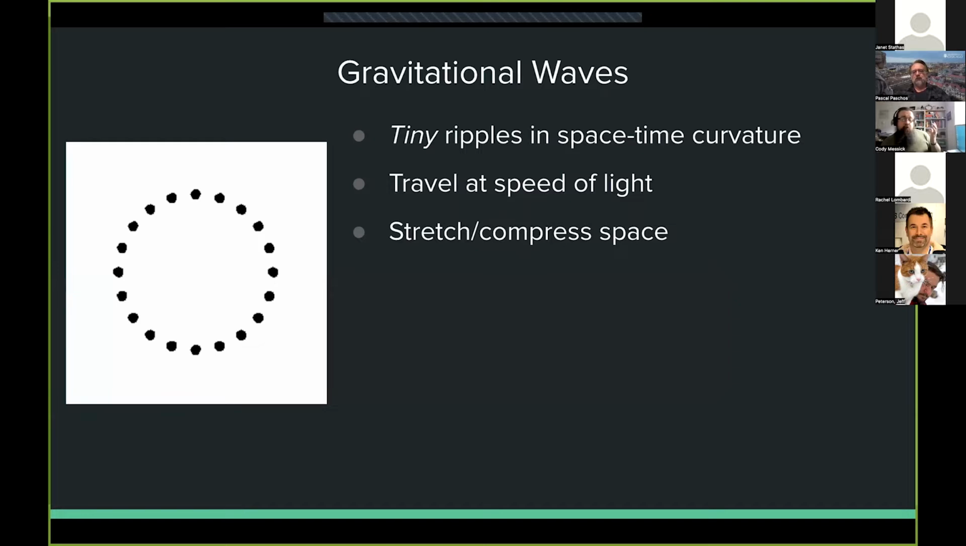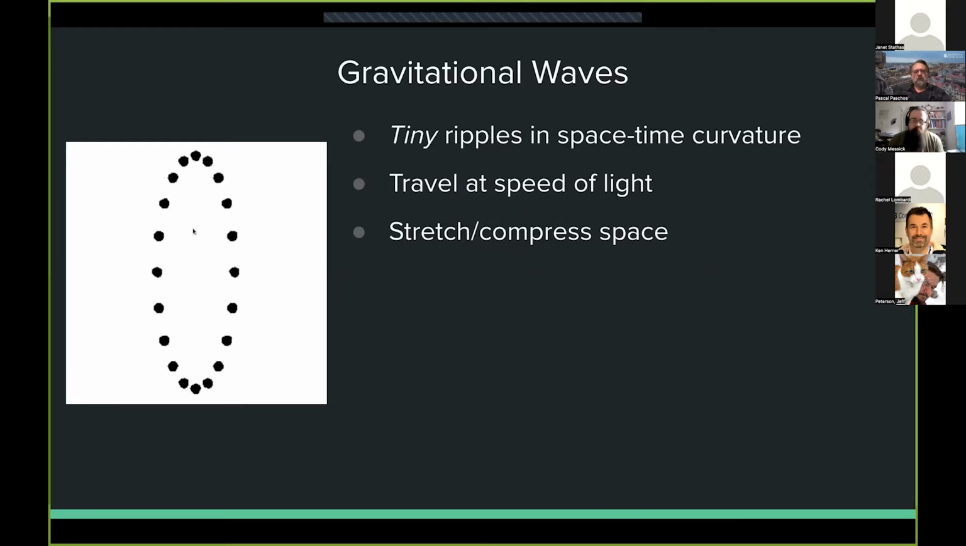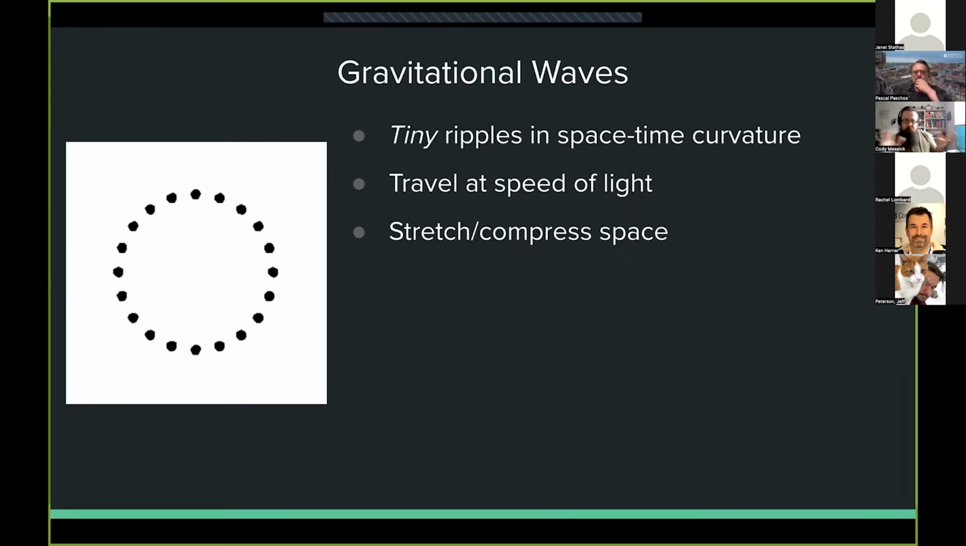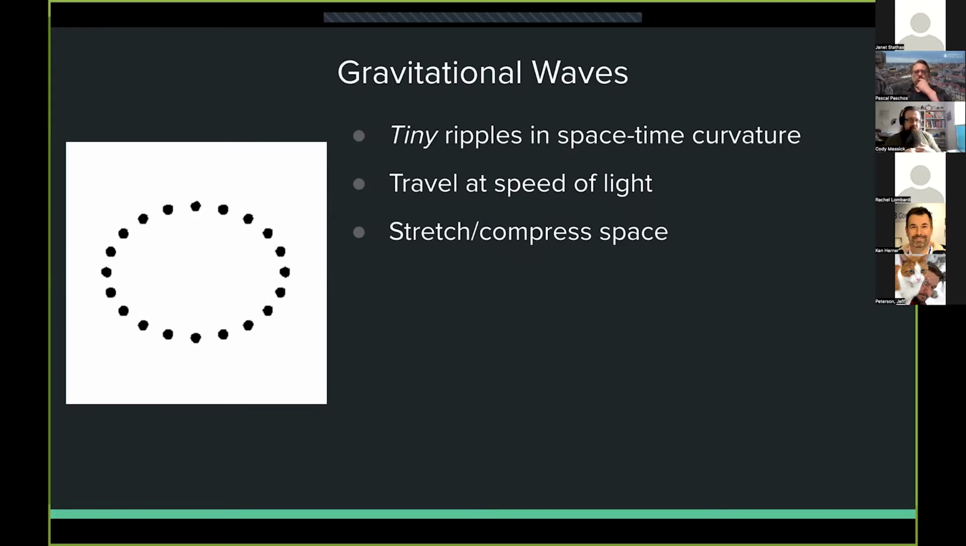If you had a gravitational wave pass through this circle of dots that I have here, so this is just a circle of test particles, what would happen is this. And the interesting thing about this is that the dots themselves are not actually moving. This is the gravitational wave actually distorting the distance between the points. So all of these points here are completely stationary.